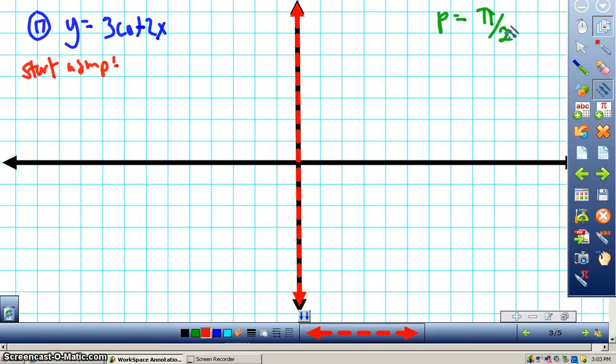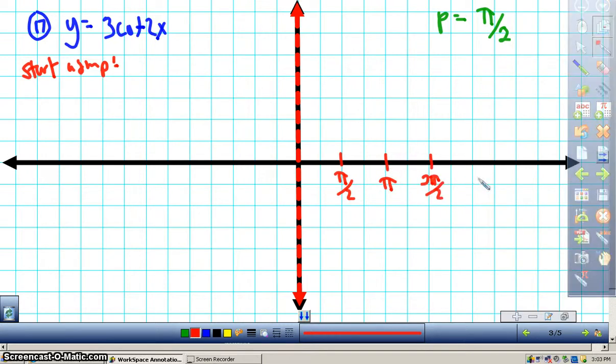Now again, I'm going to count pi over 2 to the right. Well, this time, I think I'll go ahead and count by pi over 4s. So I'll call this pi over 2, and this will be pi. And then this will be 3 pi over 2, and this will be 2 pi. So you can basically do the same thing over here, just make them negative. And I'll just stop there.